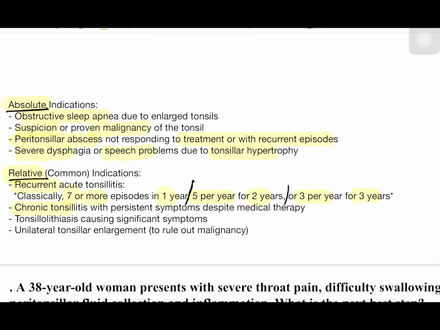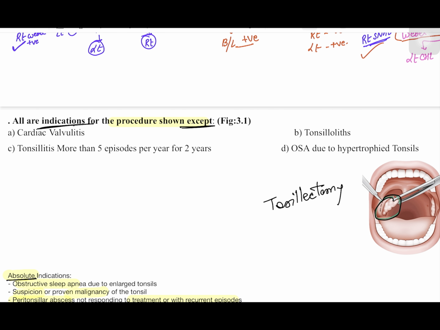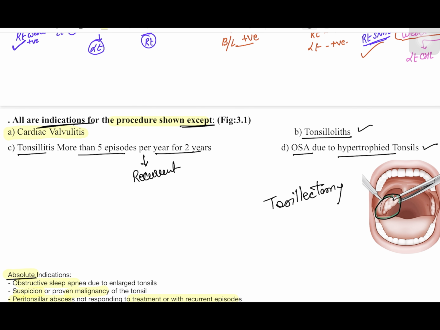The next, chronic tonsillitis with persistent symptoms which is not responding to medical therapy. Tonsillolithiasis with symptoms is a relative indication, and unilateral tonsillar enlargement is also a relative indication. So the first option, tonsillitis more than 5 episodes per year for 2 years, means it is recurrent, so I can do tonsillectomy. Tonsillolith means stones. OSA means obstructive sleep apnea due to hypertrophy, here also I can do. So the only non-indication is cardiac valvulitis.